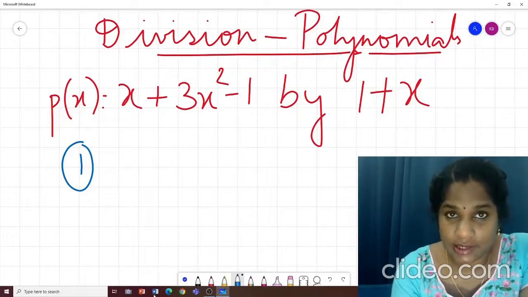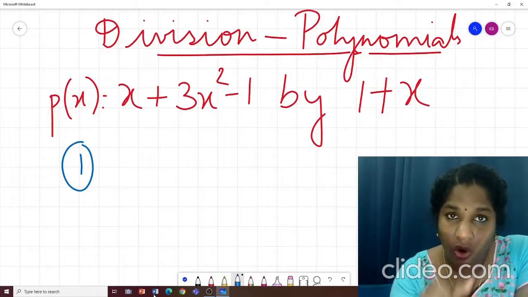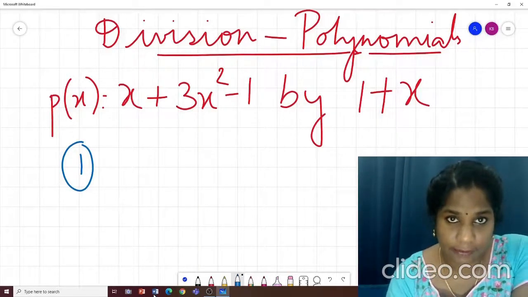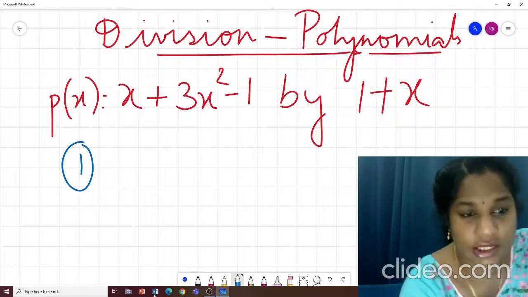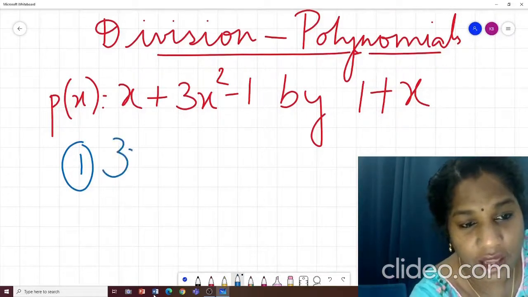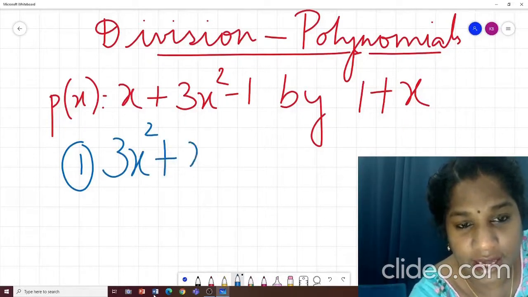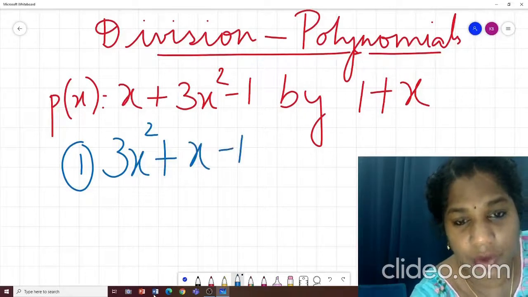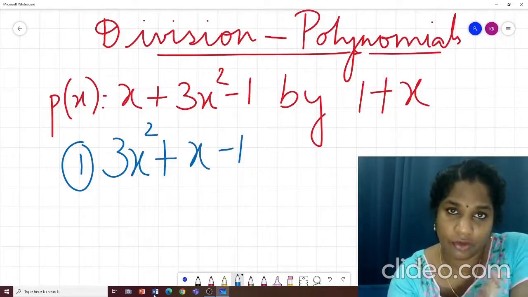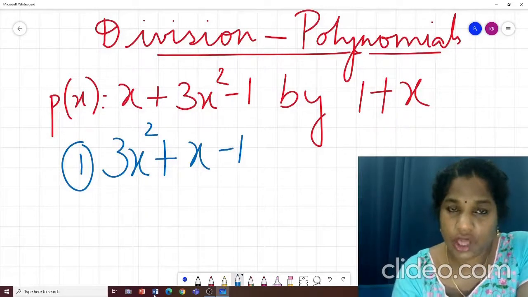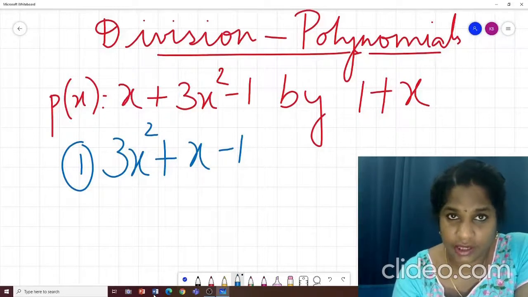What is standardizing? You have to write the polynomial in the order of degrees. So which is the highest degree here? 3x square. Exactly. I have to write 3x square plus x minus 1. Is that correct? Always variable will come before the constant. So now what I did? I standardized my dividend. Is that correct?